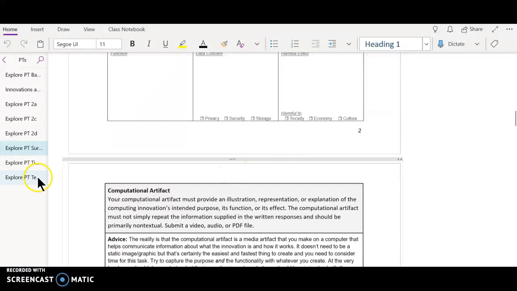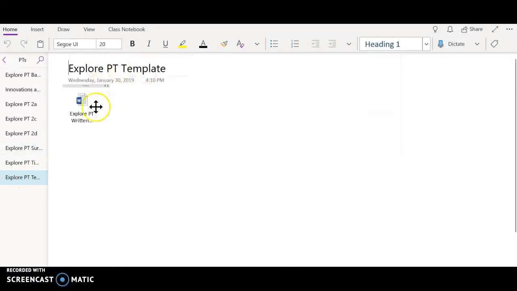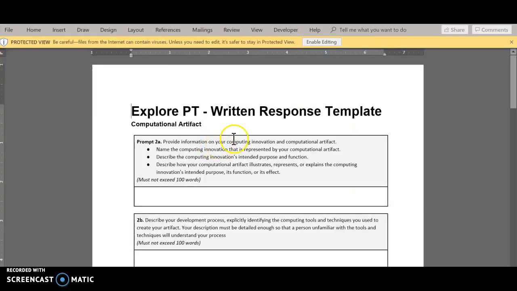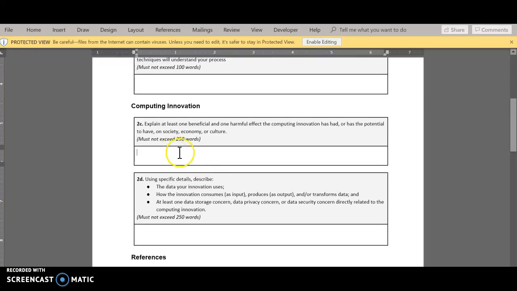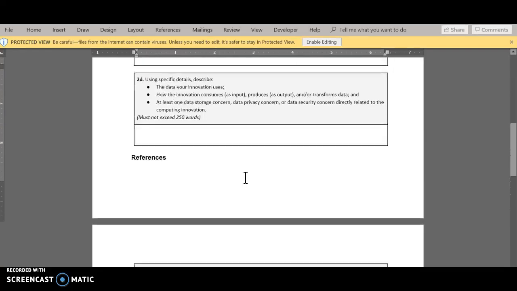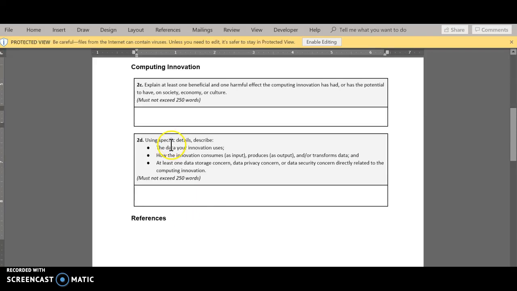And then you have a template here, Explore PT template. And so you can just open this. And again, we're looking at responses 2C and 2D. So if we just wait a minute here, you can scroll down and just type in your response here, enable editing. And then as you type, this box will grow larger. So I made it a table so that it could just be fillable. All right, so go ahead and use the template to complete your responses.